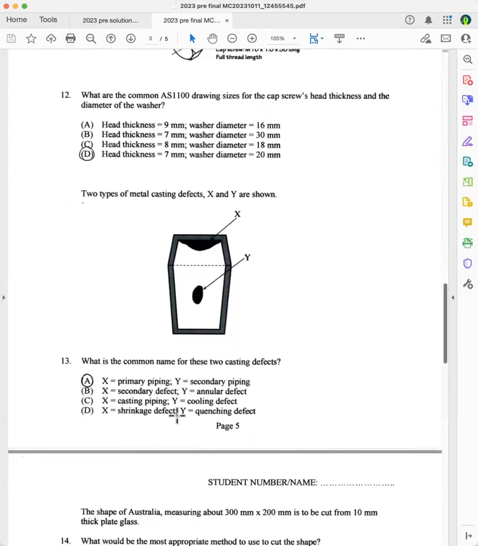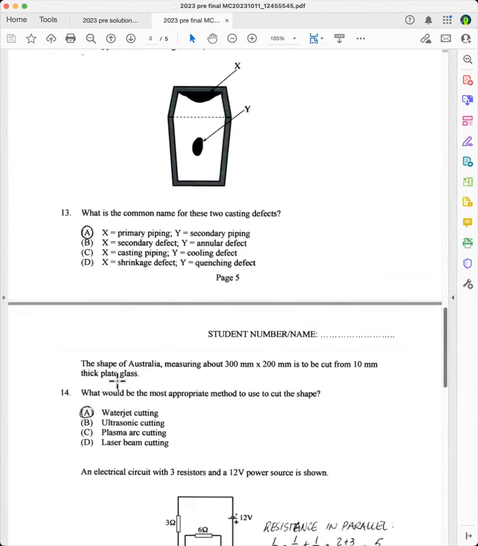Two types of metal casting defects, X and Y, are shown. What is the common name for these two casting defects? You've just got to learn this. This is primary piping, and that's where the expansion occurs. But if you've got rapid cooling on both sides, you'll get the freezing of the outer layers of this casting, and it will leave a big contraction hole in the centre, which is called secondary pipe. So 13A is the correct answer.